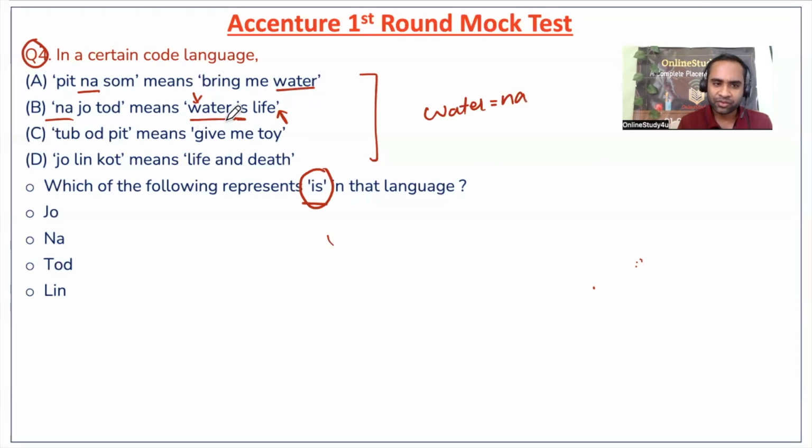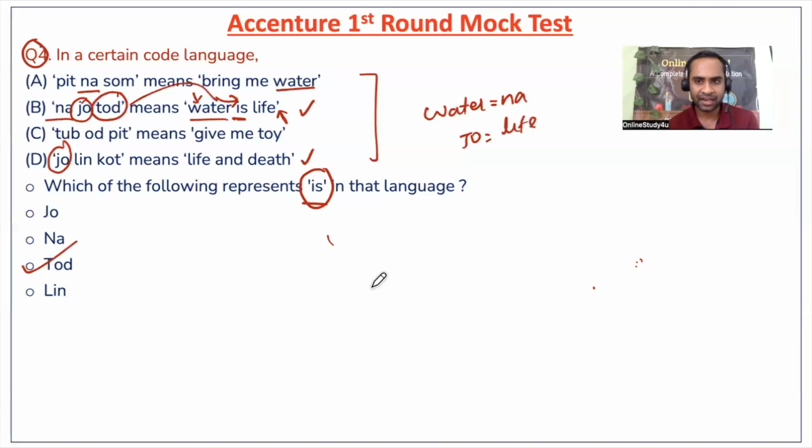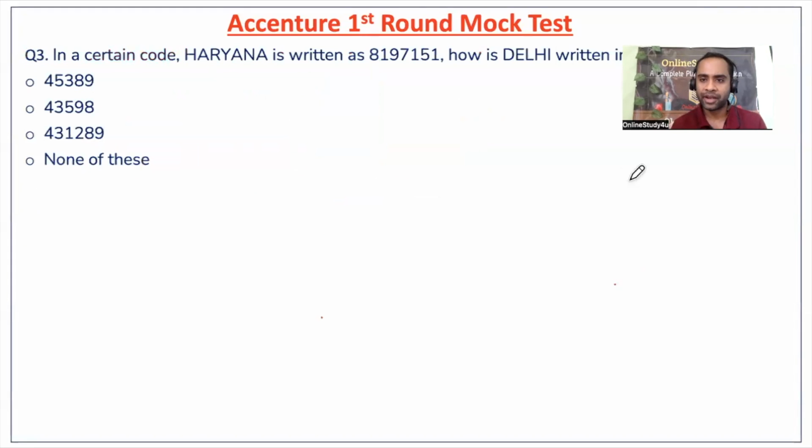Then life. In the second we have life, and in the third we have life. Now, what is the code common here? Jo. So Jo is for life. That means what is remaining here? Tor is remaining. That means Tor will become the code for "is". That is what has been asked of you, right? Okay, now next question, friends.